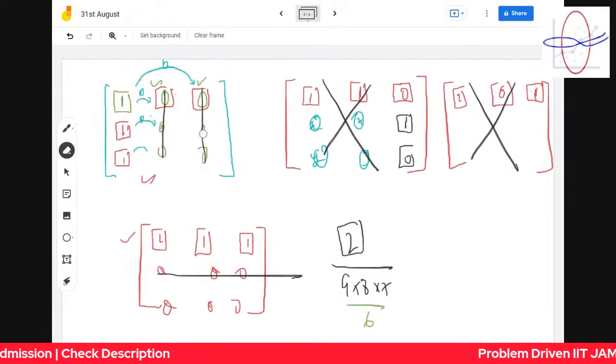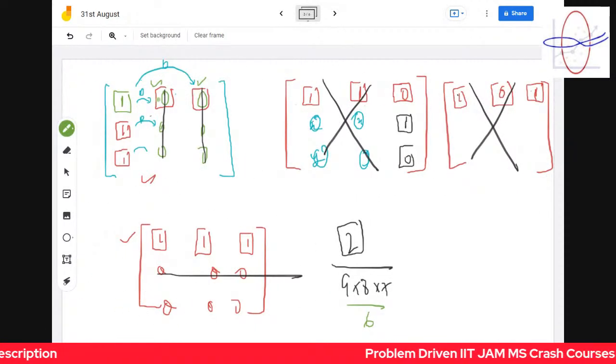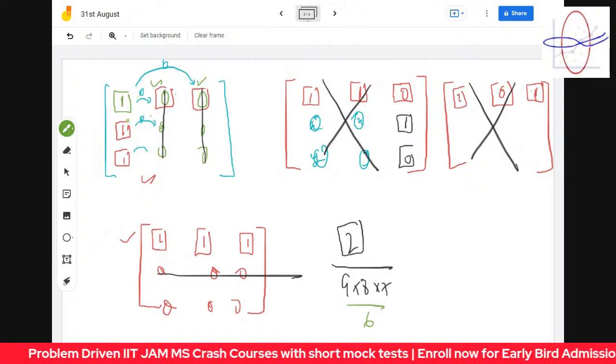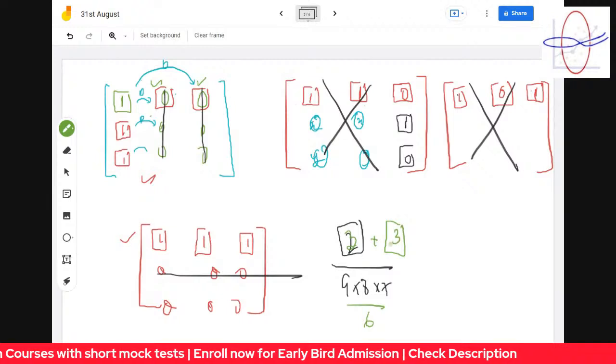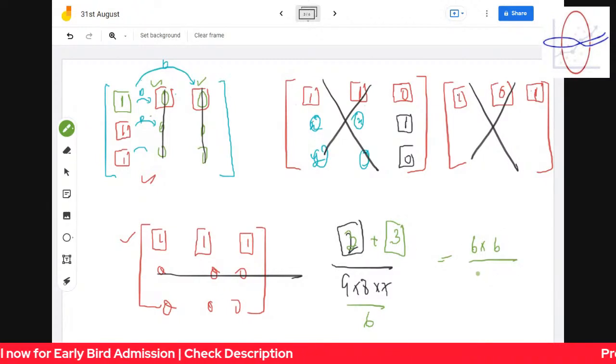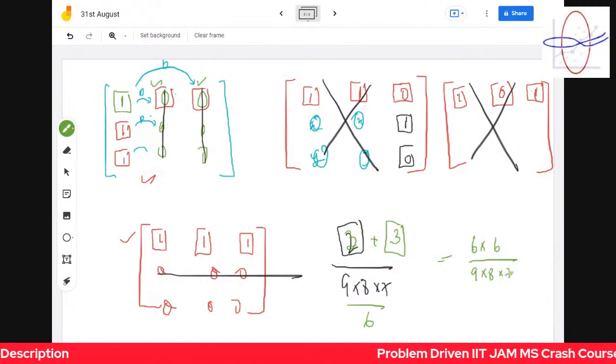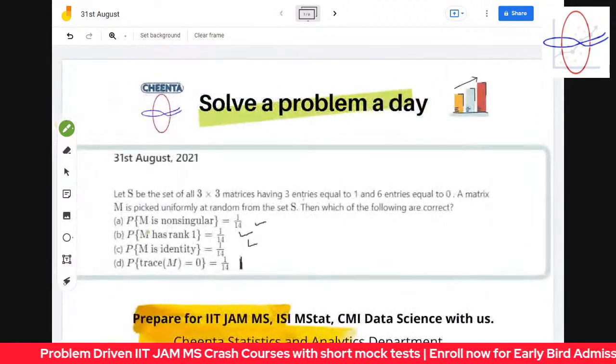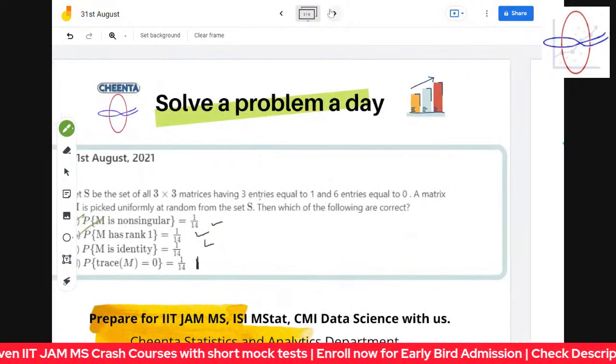Perfect. So in this case, I had missed some other cases. So in rank 1, all these ones must be together. That's what we have understood. So 1, 1, 1: in the column we have 3 options, and for the row we have 3 options. So it's 6 into 6 by 9 into 8 into 7. I think I am doing it correctly. 6 options for this, and similarly here also 6 options. So both of them come out to be 1 by 14. Why 6?